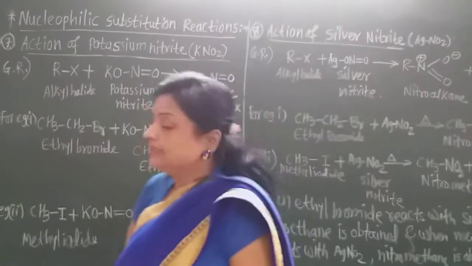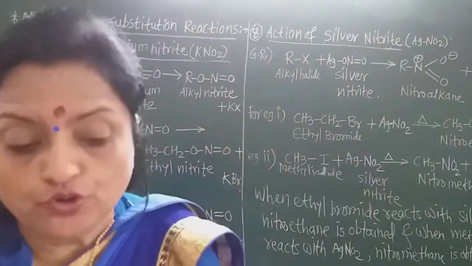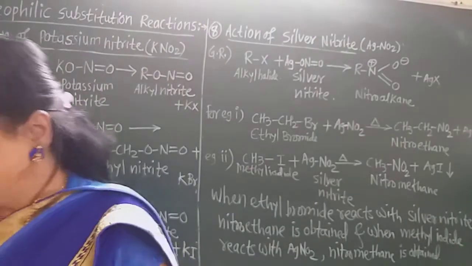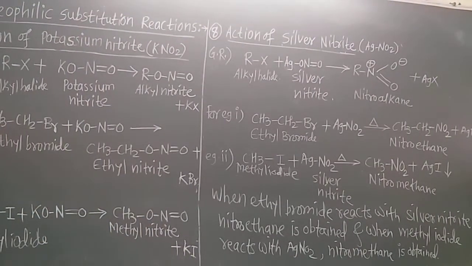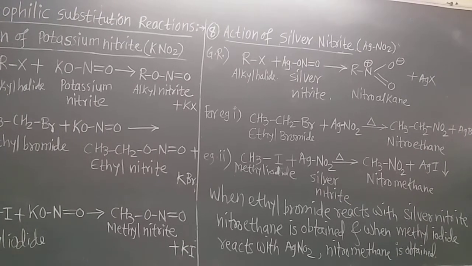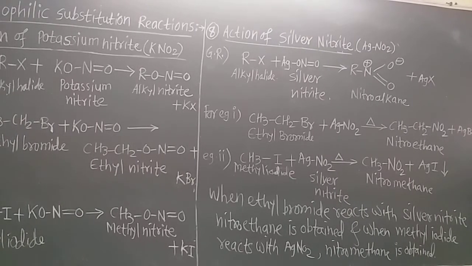Now let us learn the last reaction of nucleophilic substitution, reaction number 8. That is the action of silver nitrite. With potassium nitrite there is formation of alkyl nitrite. But when there is the action of silver nitrite, there is formation of nitroalkane. What is the difference between nitrite and nitroalkane? See here. In the nitrite, the ONO group attaches to the alkyl group by oxygen. So it is nitrite.